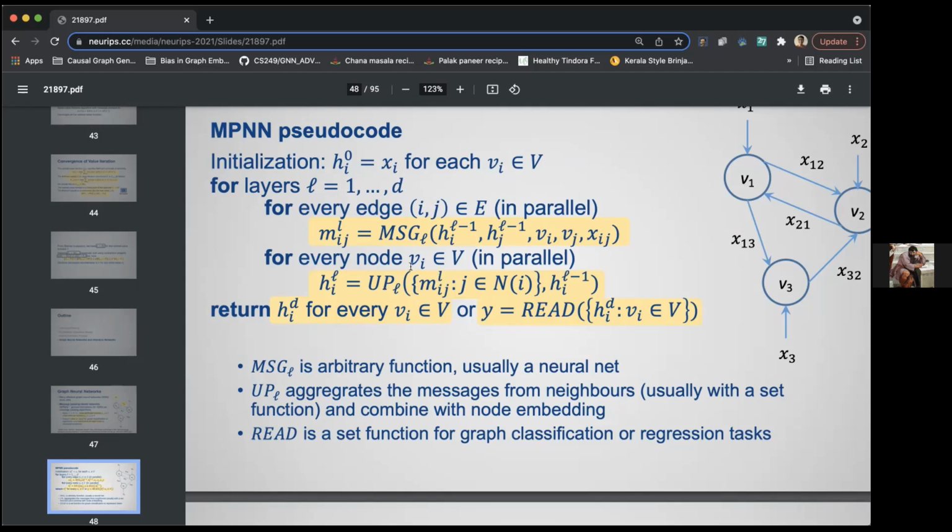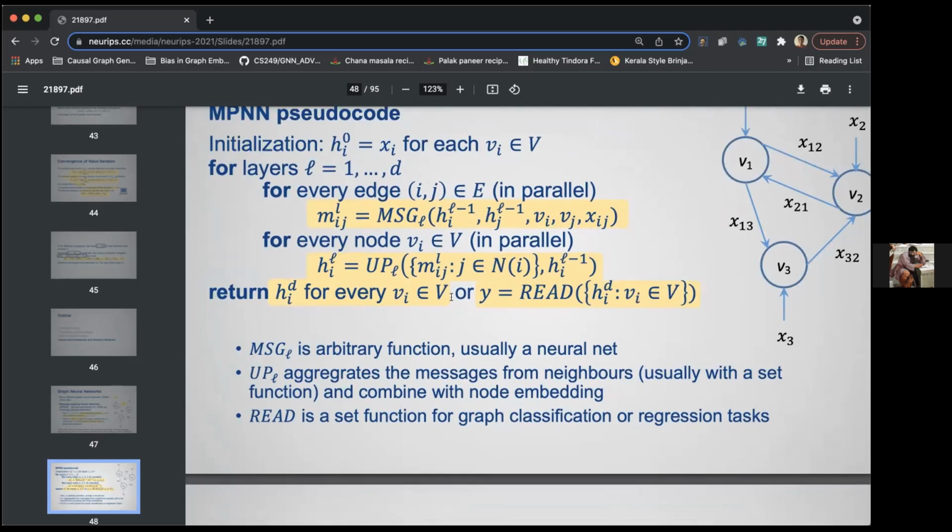And then at node I, we do this local computation where we update the feature for node I at layer L using some kind of aggregation over all the different possible messages that are coming in. And at the very end, we can look at the raw representations, or we can do some kind of readout function that gives us a graph label or node labels.